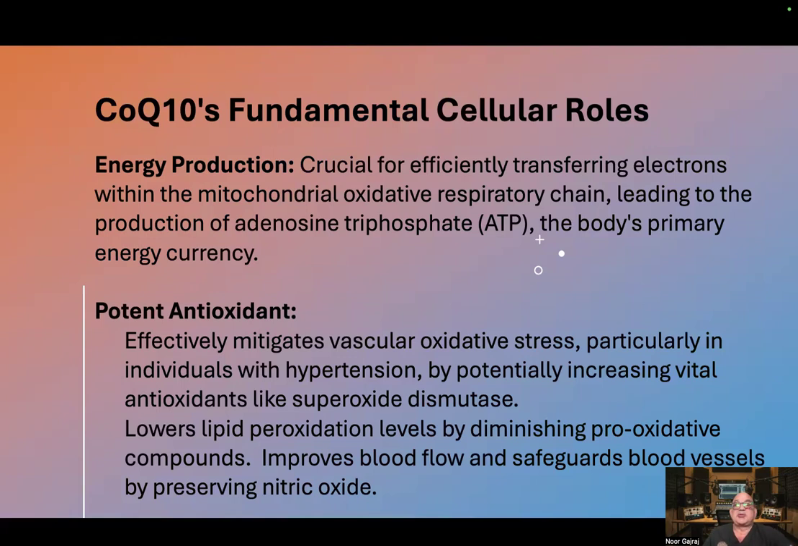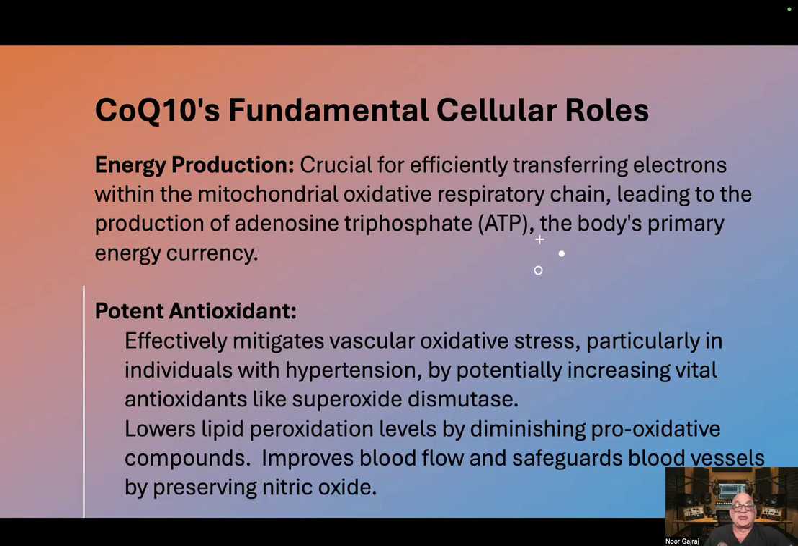CoQ10's fundamental cellular roles: energy production. It is crucial for efficiently transferring electrons within the mitochondrial oxidative respiratory chain, leading to the production of adenosine triphosphate, ATP, the body's primary energy currency.